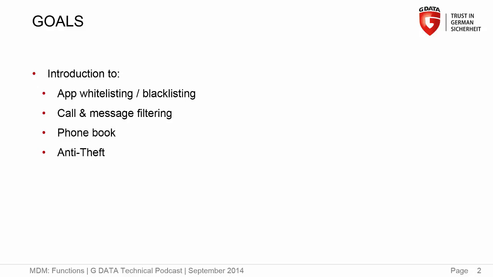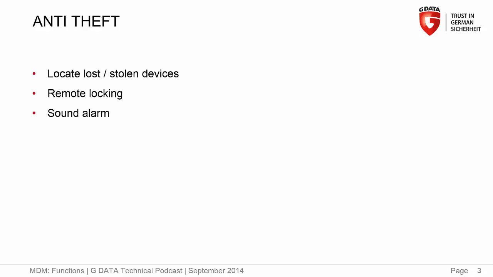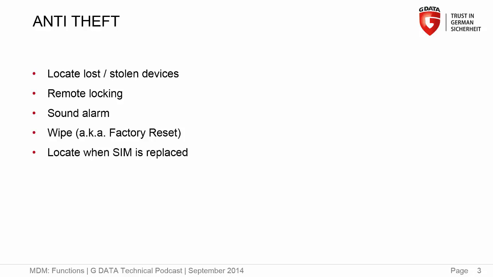The anti-theft function will allow network administrators to take action if devices happen to be lost or stolen. The range of functions includes locating the device, locking it remotely, as well as making the device ring loudly. If needed, a mobile device can also be reset to factory settings to prevent confidential data from being compromised. Should a device be stolen, it can be configured to transfer the GPS location if the SIM card is replaced.